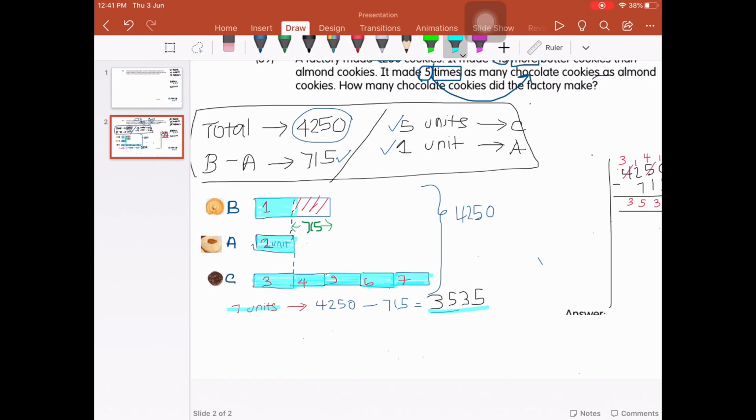3,535. Now, the question is asking how many chocolate cookies did the factory make? 1 unit, 2 units, 3 units, 4 units, and 5 units. So there are 5 units of chocolate cookies. So we need to find what is 5 units. Before we can find what is 5 units, we need to find if 7 units is 3,535, 1 unit will be 3,535 divided by 7 equal units.